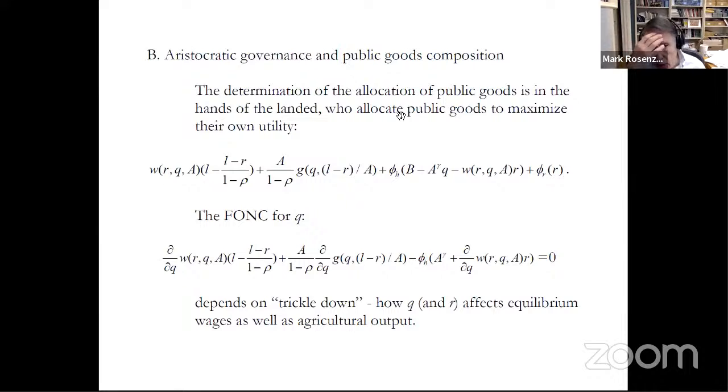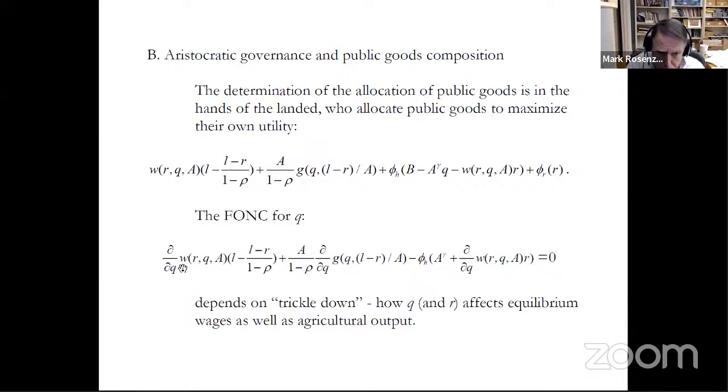All right, so we'll start with governance, and we'll begin with aristocratic governance or autocratic governance, where basically the allocation of public goods is totally in the hands of one group, the landed. And they allocate the public goods to maximize their own utility. So we simply substitute in the public budget constraint into the utility function of the landed, and we determine the first order necessary conditions, for example, for the amount of the public resources allocated for the infrastructure investment.